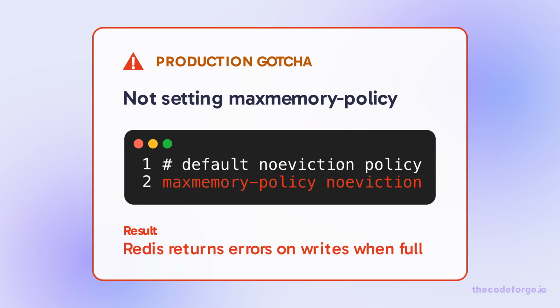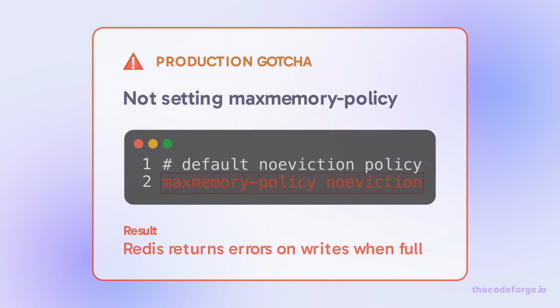If you don't set maxmemory-policy LRU, Redis will OOM when it hits max memory. The default noeviction policy returns errors on writes. Always set an eviction policy in production.